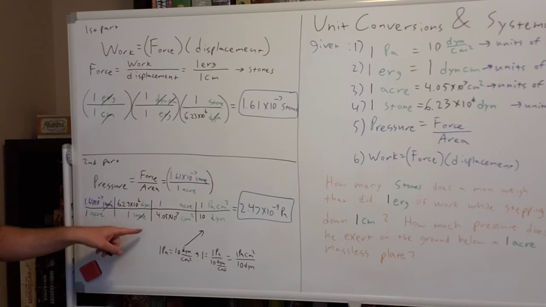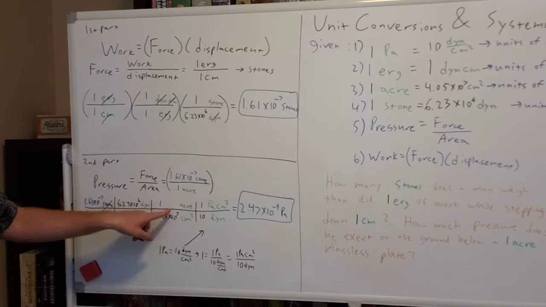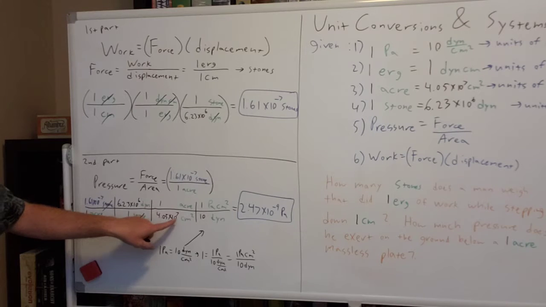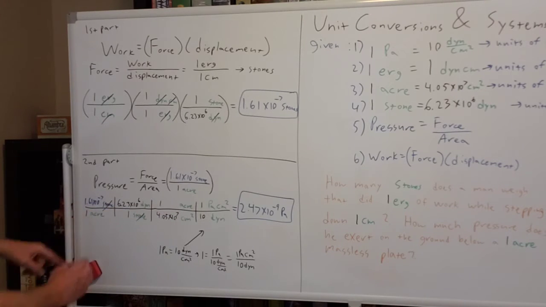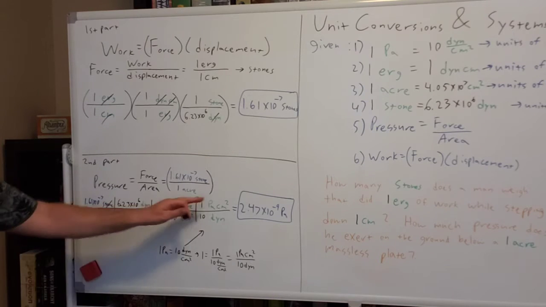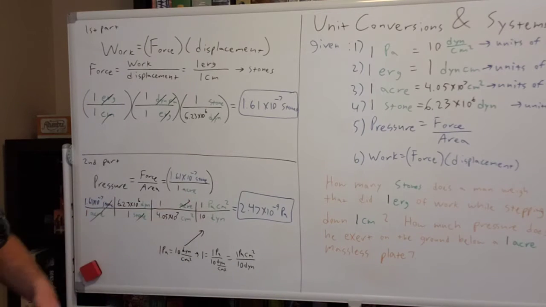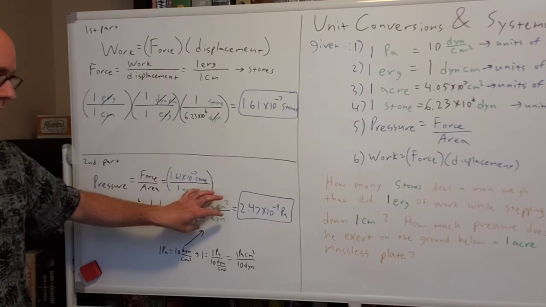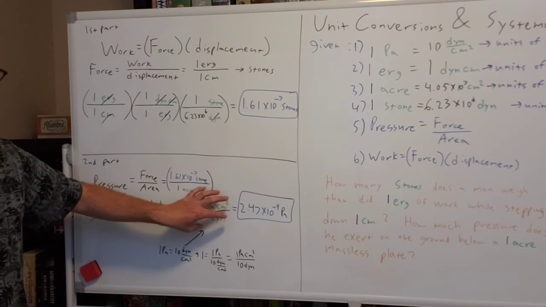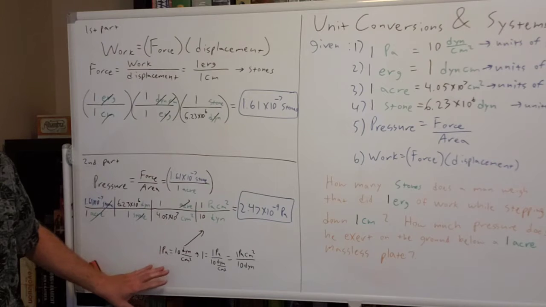I will use that 1 acre is equal to 4.05 times 10 to the 7 centimeters squared. That will get rid of my acres. And now I'm going to do something crazy here. So I need this to be a quantity of 1. It doesn't come out all pretty, so I use some math magic here.